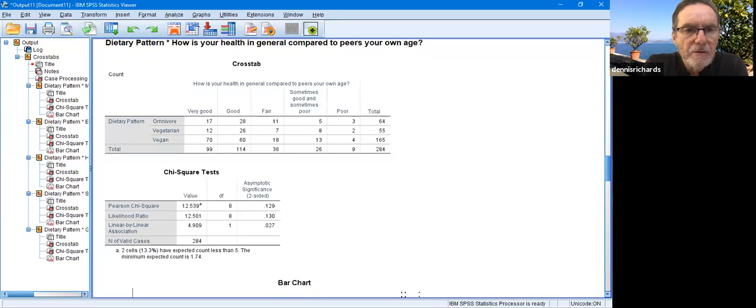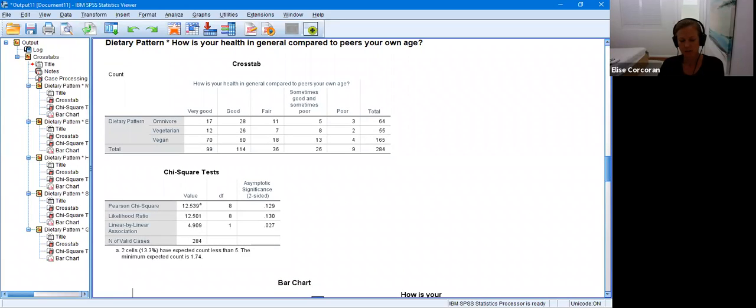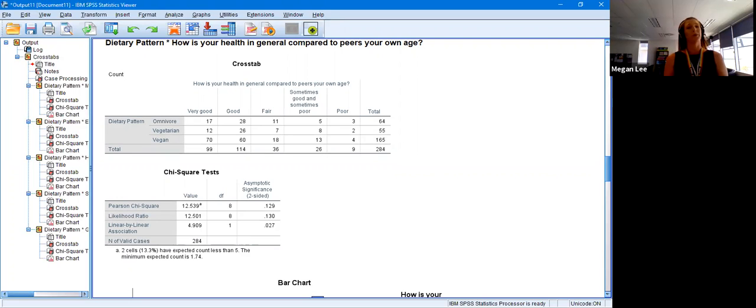Megan, can I just ask, we're saying gender's not significant, but if we had more males, maybe it could have been. Maybe. Should we not be ruling that out?